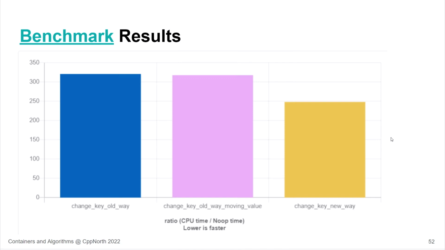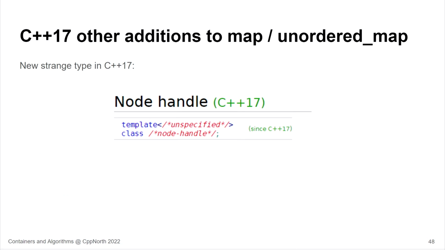So you want to extract something? Use the node. There is a node. Somebody paid for creating the node. Don't create the node again. Okay, let's do that. This is C++17. The type is node handle, and we used it with extract and insert node.